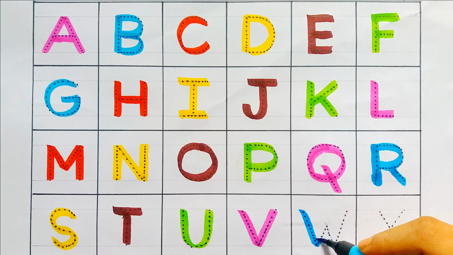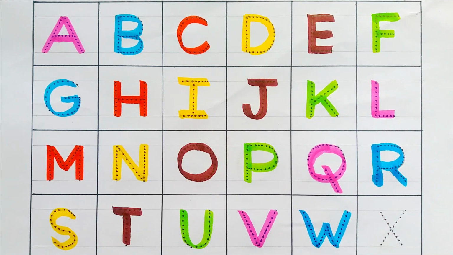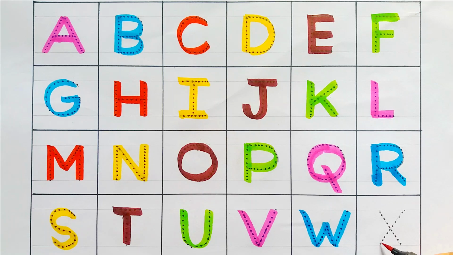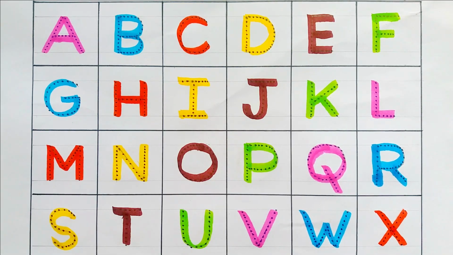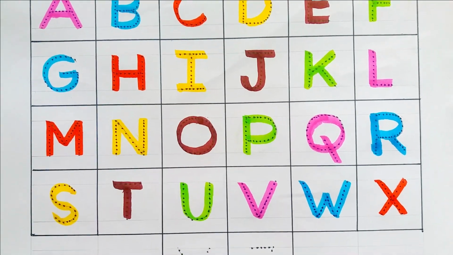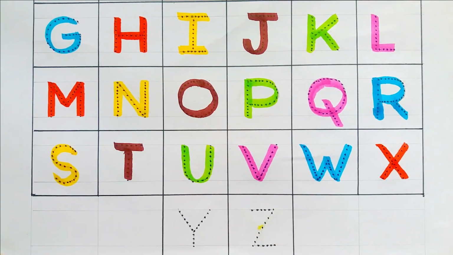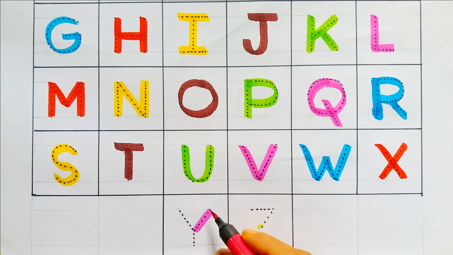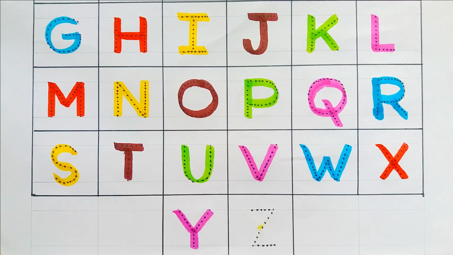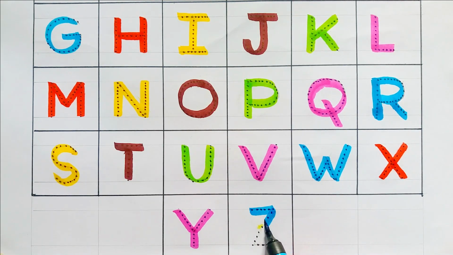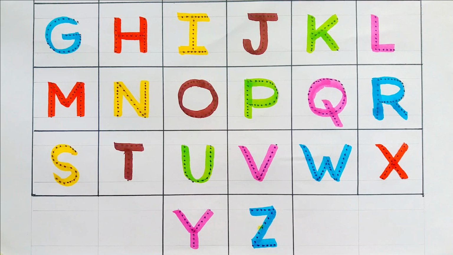W. W for watch. X. X for X-ray. Y. Y for yacht. Z. Z for zebra.